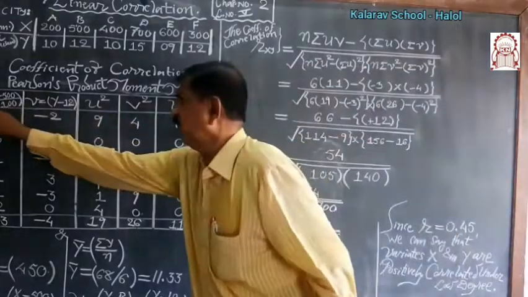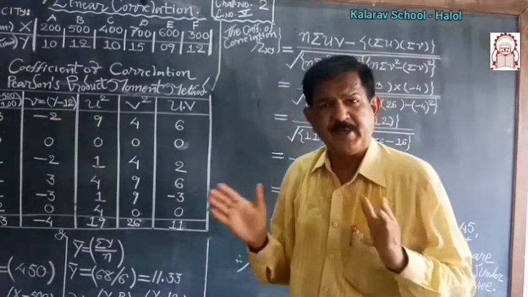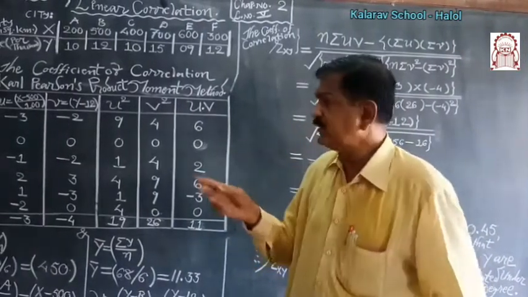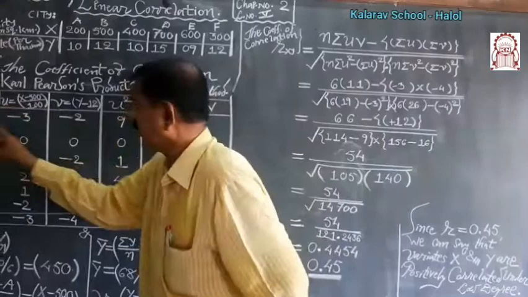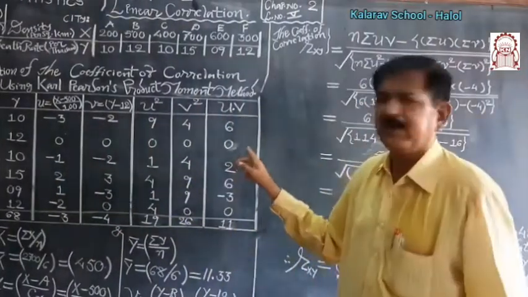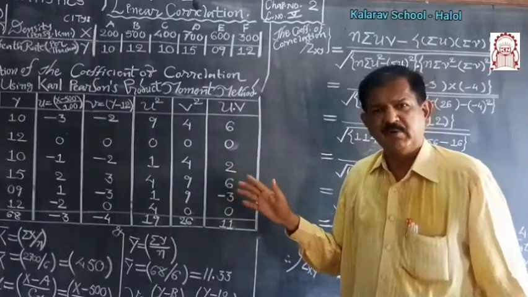Say UV: you may subtract, you may add, you can multiply, you can divide. Whatever x and y may be, you can reduce such type of data. Then u square, v square and uv will become very easy. Therefore, practice at home.